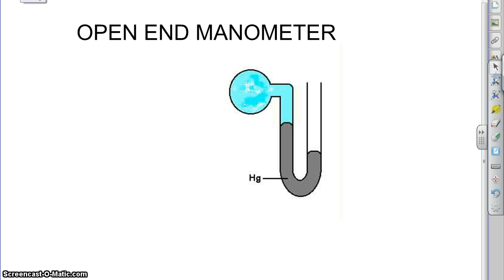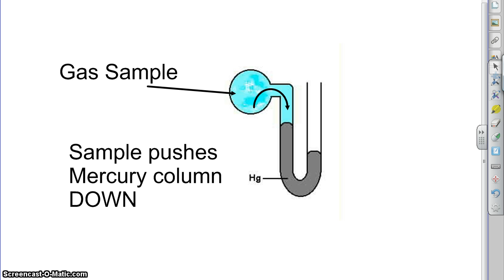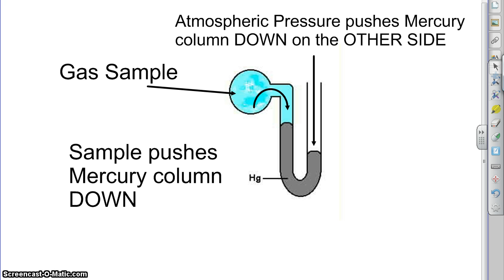So I have a gas sample. The gas sample is going to be inside of this chamber, and it's connected to a U-shaped tube. And the U-shaped tube has mercury in it. And as you can see here, the mercury is not even on the two sides. It's not even because the sample is pushing the mercury down the column on the left. However, atmospheric pressure pushes the mercury column down on the other side.